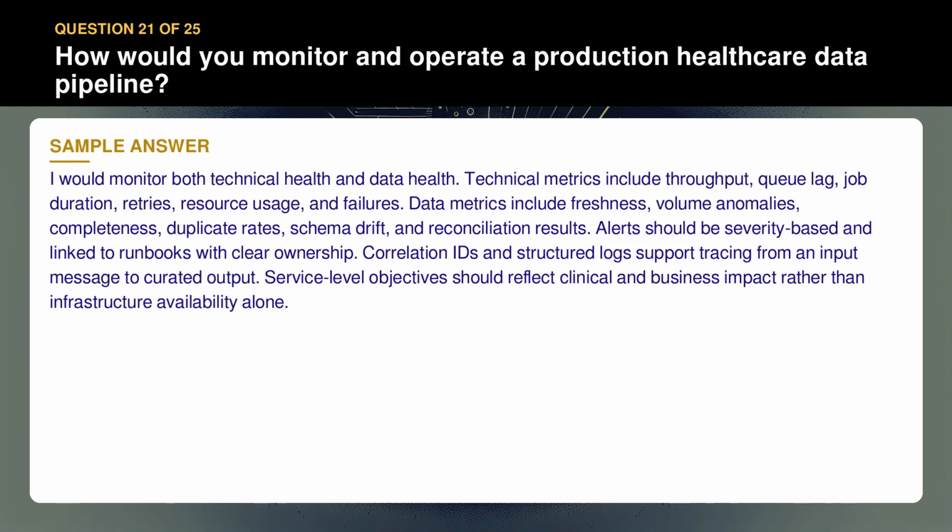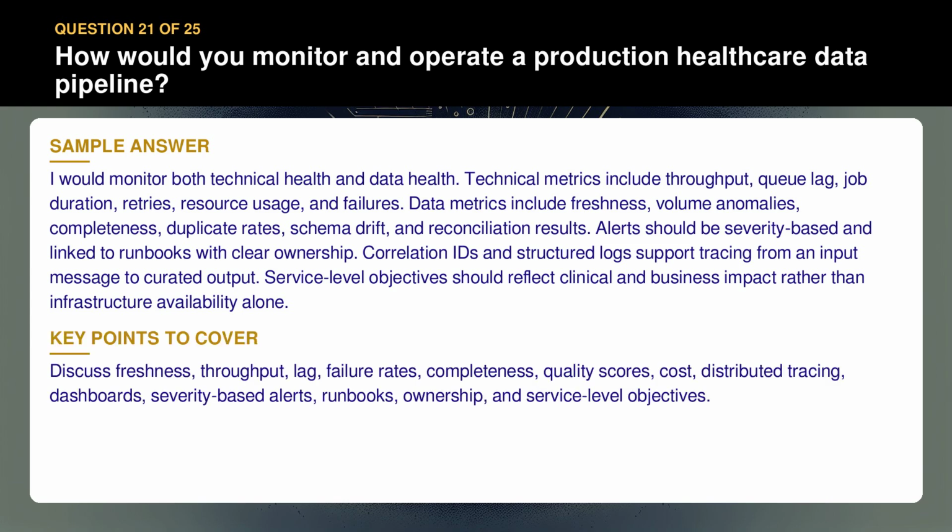Alerts should be severity-based and linked to runbooks with clear ownership. Correlation IDs and structured logs support tracing from an input message to curated output. Service-level objectives should reflect clinical and business impact rather than infrastructure availability alone. Discuss freshness, throughput, lag, failure rates, completeness, quality scores, cost, distributed tracing, dashboards, severity-based alerts, runbooks, ownership, and service-level objectives.